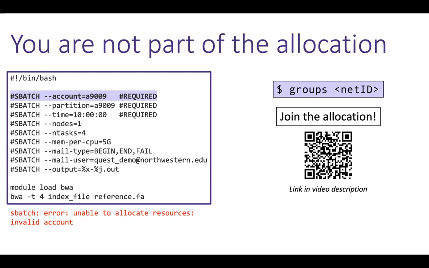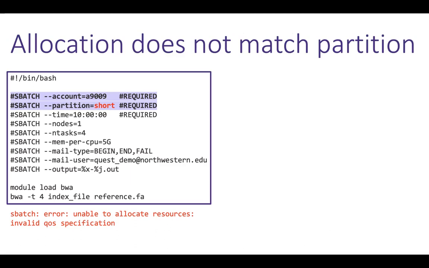Another issue you may encounter is if your submission script is specifying partitions that do not actually go together with your account. For example, if you have a buy-in allocation and attempt to run a job on a general access partition, such as the short or normal queue, you will receive this fatal QoS error.